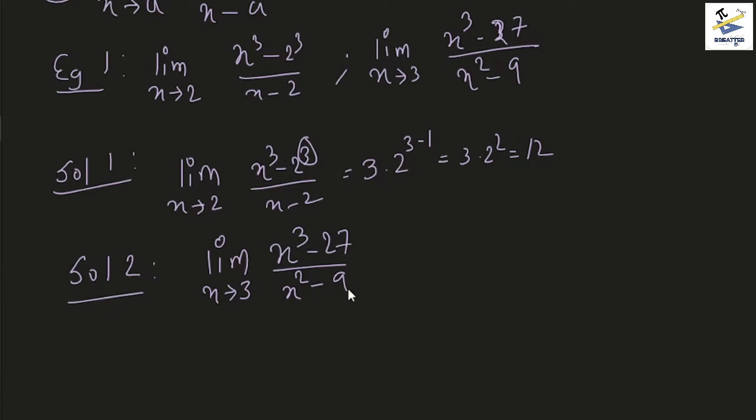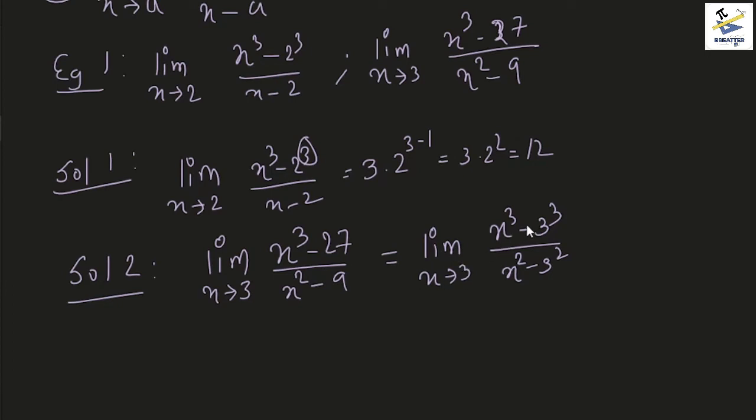But we do know that this is in a similar form to the formula we just learned, because this can be written as x cube minus 3 cube divided by x square minus 3 square, right? Now, one thing you need to know is whenever limits exist, different portions of the function can be evaluated separately in multiplication and division form, and also in addition form.